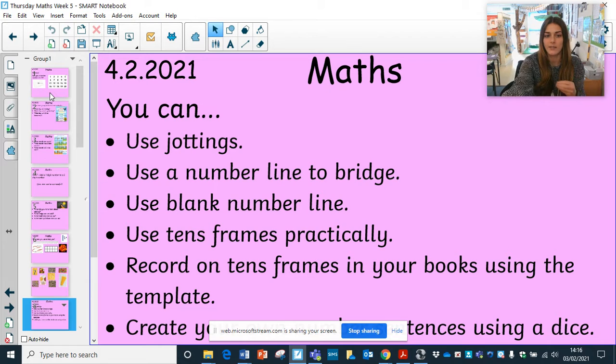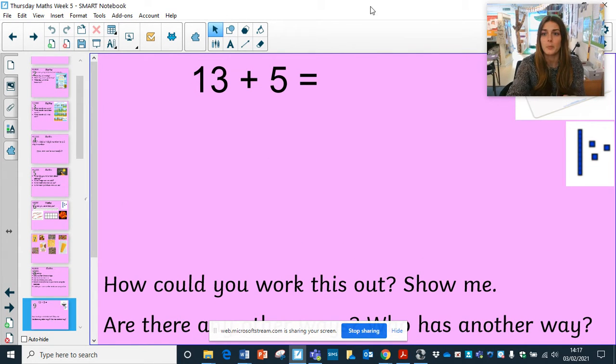So in the learning today, with adding our two-digit and one-digit numbers, you can use jottings, use a number line bridge, use a blank number line, use tens frames, okay? And you can create your own number sentences using dice if you would like to. So here I've got a number sentence: 13 add 5 is the same as what number? If I add those together, what number will I get?